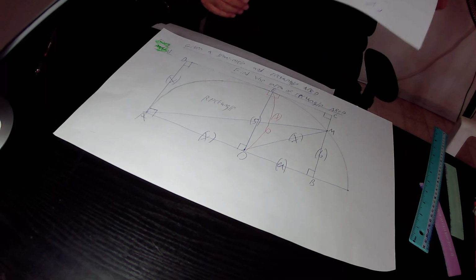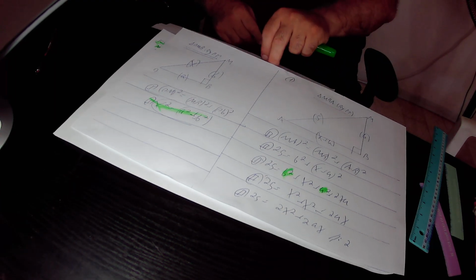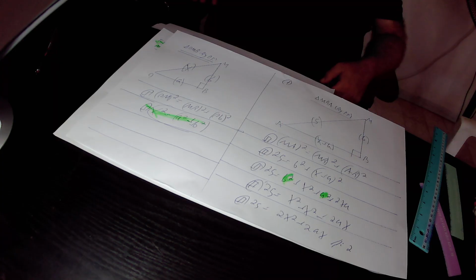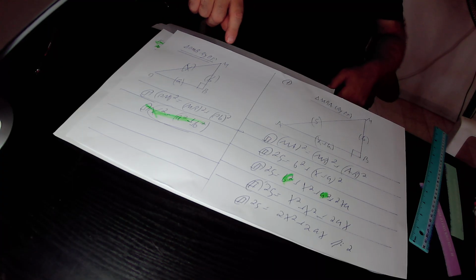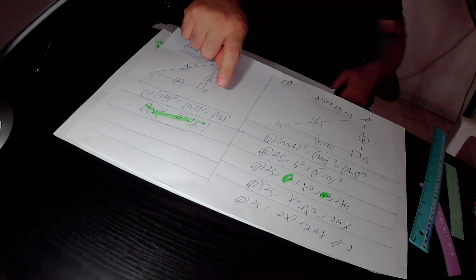So this is the right triangle OMB according to the original drawing. According to the Pythagoras theorem, in this right triangle OMB, OM squared, the square of the hypotenuse, equals MB squared plus BO squared.